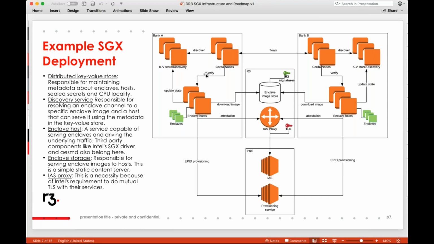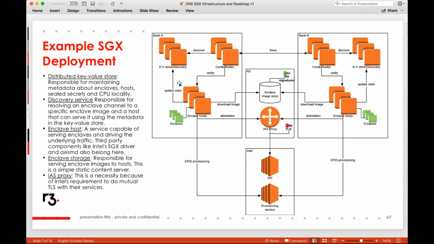This is also where we can introduce client-side load balancing. In this example, the Corda nodes use the enclaves to do verification. And there's another arrow here which goes back to the key value store, which is the updating of the state. This is required if we have stateful enclaves.